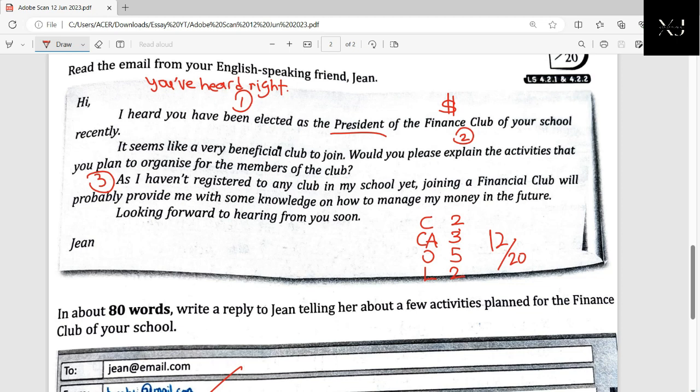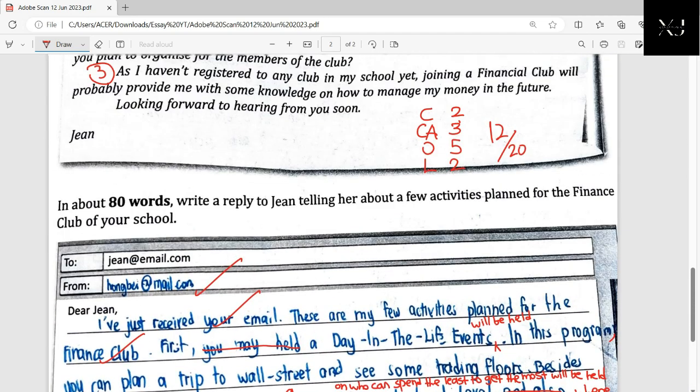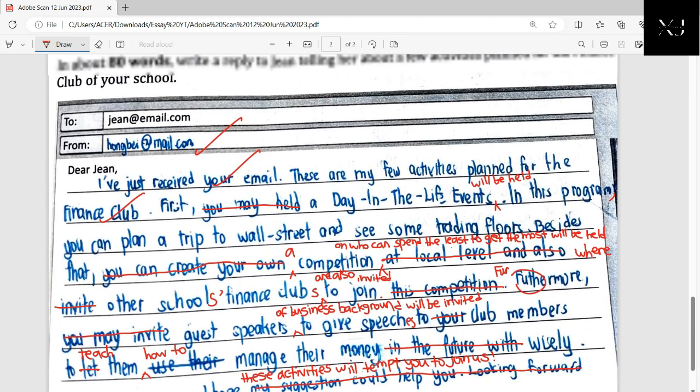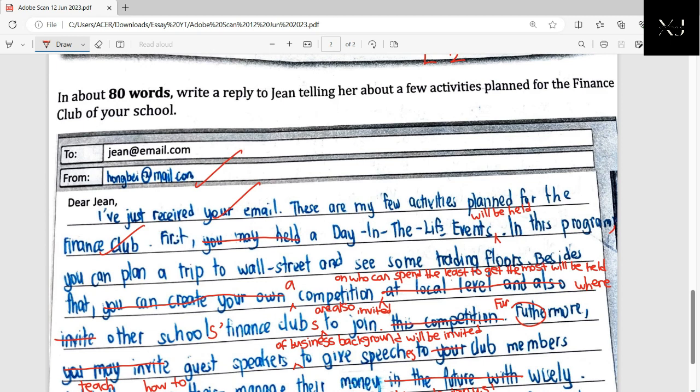Okay, that's why I say organization can really save your life in your essay, because if it's organized, not messy, you straight away get the full marks ready. Okay, language would be only 2 out of 5, unfortunately. Okay, so email, you need to have your email address. Sometimes you need to have the subject, but they didn't leave a blank for the subject, so you don't need to write that. Okay, dear Jean, I've just received your email. Or if you don't want to say this, you can say you've heard right, because my student did not acknowledge this person saying I've heard that you've been elected as president in her email.